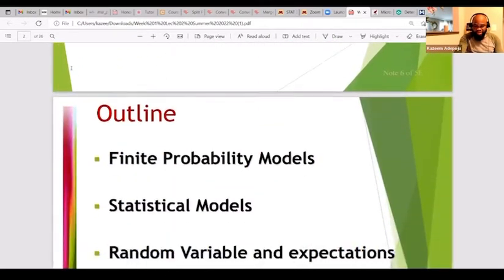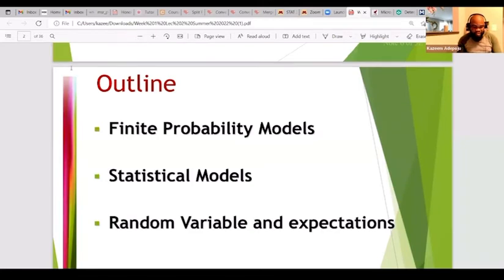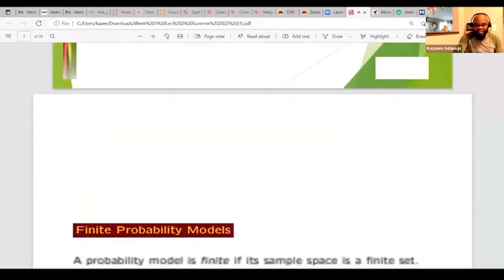And you know what, the outline today: we are going to talk about finite probability models. From there, walk you through statistical models. Some of you may be wondering, is there any difference between statistical models and probability models? I'm going to walk you through them today. Then from there, we talk about random variables and expectations. So let's get started.